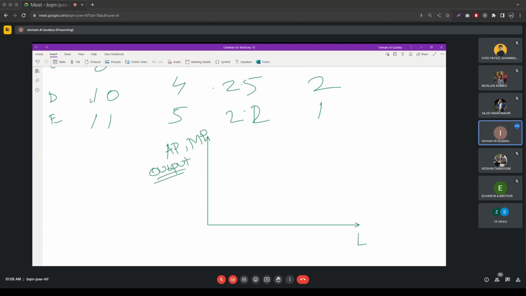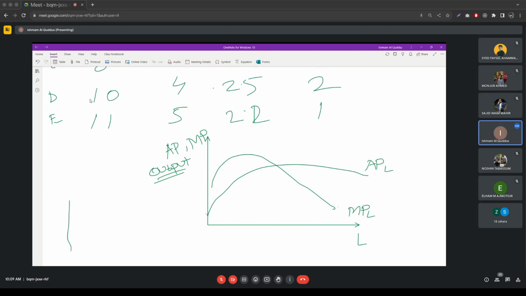So the graph will be something like this. If you plot the coordinates, you will get something like this: APL and MPL. So marginal productivity of labor and average product of labor. Now, what you need to understand here is why is it of this shape?